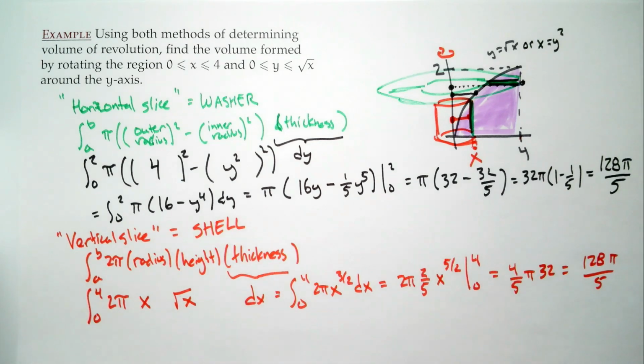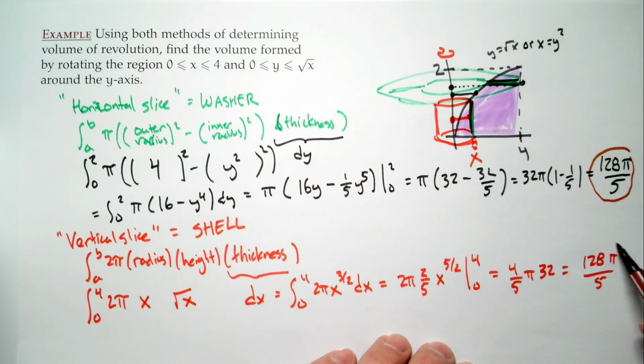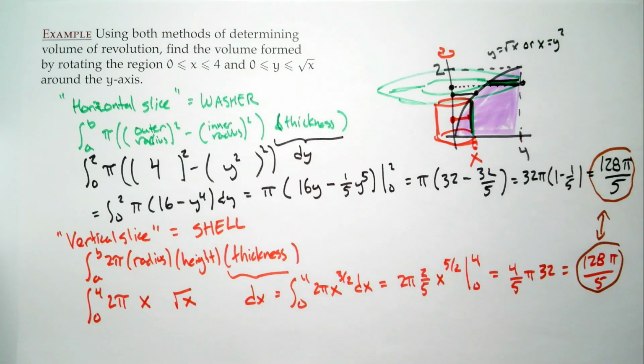Now, hopefully, you'll notice something about these two numbers. They're the same. Should that surprise us? No, it shouldn't surprise us. It should shock us if they were different. Now, why should they be the same? Because we're doing the same thing. We're computing volume. We're just doing it in two different ways. But we're computing the same thing. So we should end up with the same answer. So that's good. It's consistent. We like it when everything matches up.